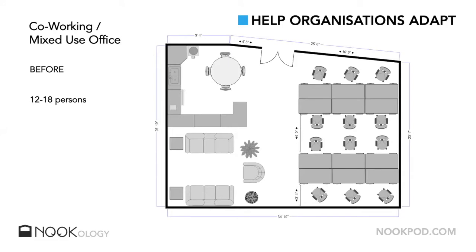So let's look at a slightly more complex scenario, but perhaps more common as well. A small co-working space, mixed-use office with a kitchen area, soft seating area, breakout space, and with bench desk systems. So in this particular scenario here, 12 to 18 people comfortably. This is obviously the built structure here.